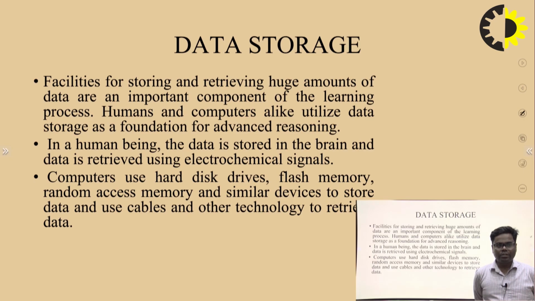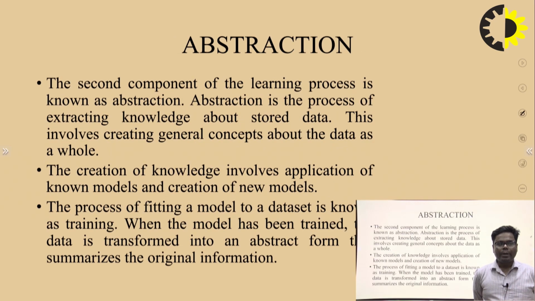Computers use hard disk drives, flash memory, floppy disks, random access memory, and similar devices to store data, and use cables and other technologies to retrieve data. Abstraction. The second component of the learning process is known as abstraction. Abstraction is the process of extracting knowledge about stored data. This involves creating general concepts about the data as a whole.